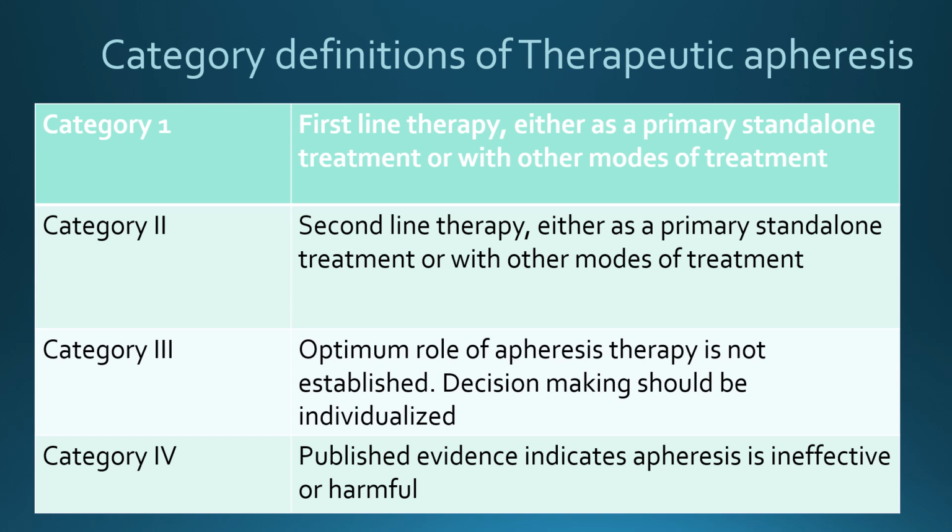Category 4 says that apheresis can be ineffective or harmful, or there is no evidence which can say whether the procedure benefits the patient.